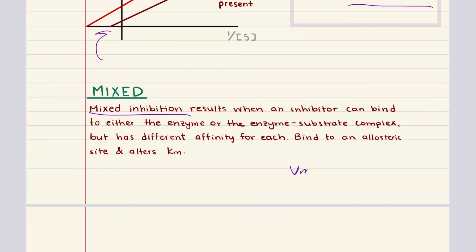Vmax is going to always decrease since inhibition reduces the enzyme's functional capacity. But the effect on Km depends on where the inhibitor prefers to bind. If it prefers the free enzyme, then Km increases. If it prefers the enzyme substrate complex, then Km decreases. So the overall effect on Km depends on the relative binding affinity.